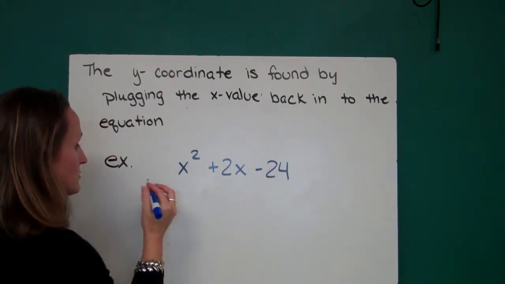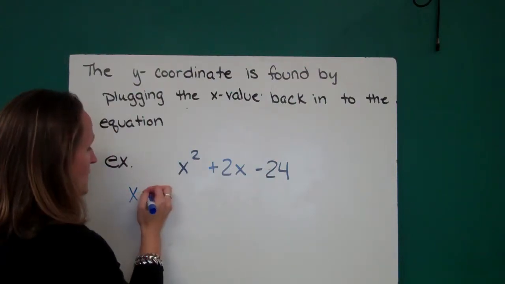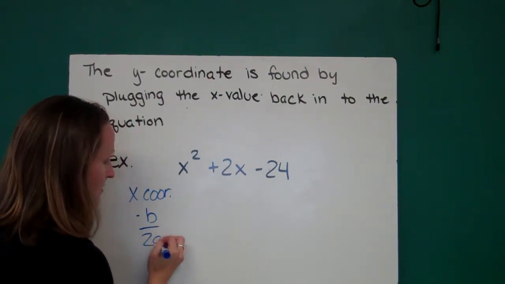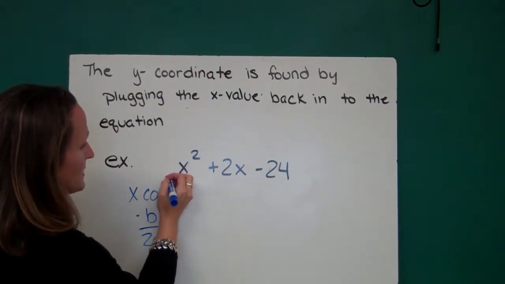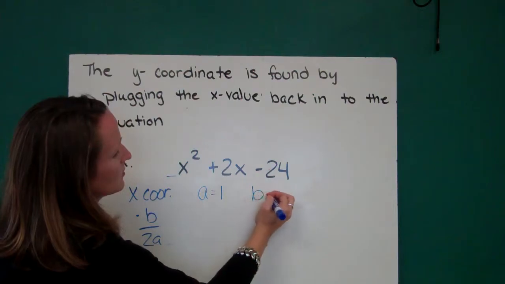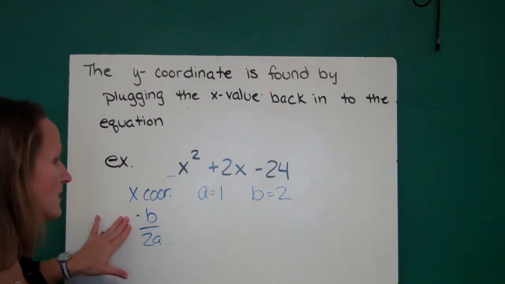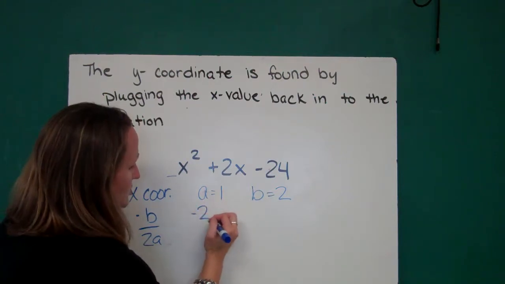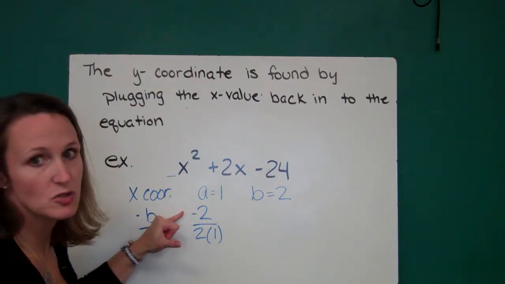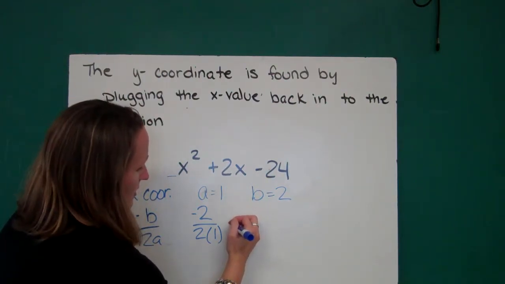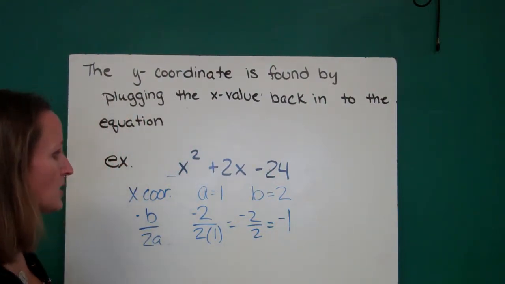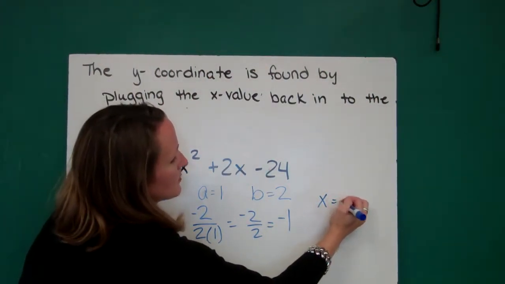So let's look at an example. We want to find our x-coordinate by using negative b over 2a. Our a value would be here, and since there's not one, that means our a is going to equal 1, and our b is going to equal 2. We plug it into negative b over 2a, so we do negative 2 over 2 times 1. That gives us negative 2 over 2, which equals negative 1. So our x-coordinate is going to equal negative 1.